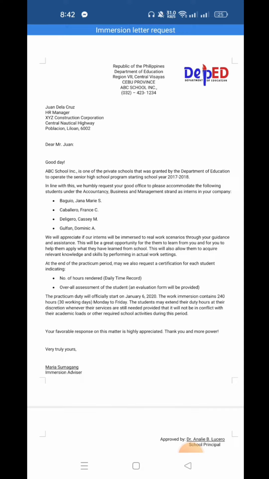On the right side, include the DepEd, Department of Education logo, and on the left side, add the logo of your school, be it a public school or a private school. Include the logo. So here, I just didn't include any logo.